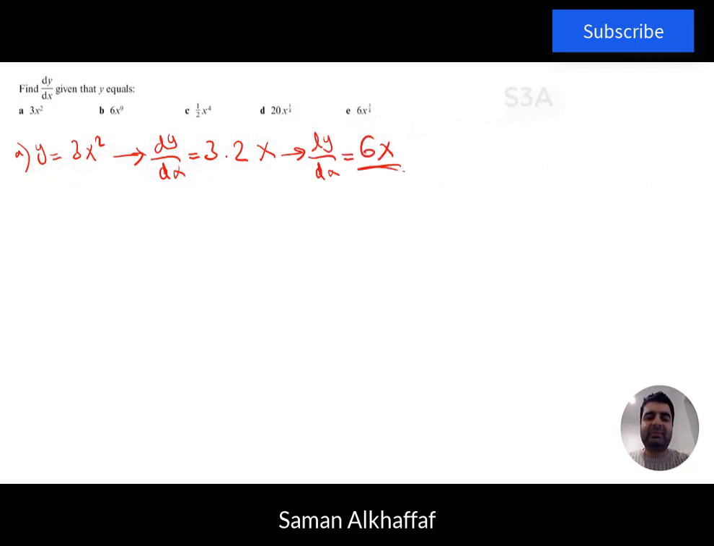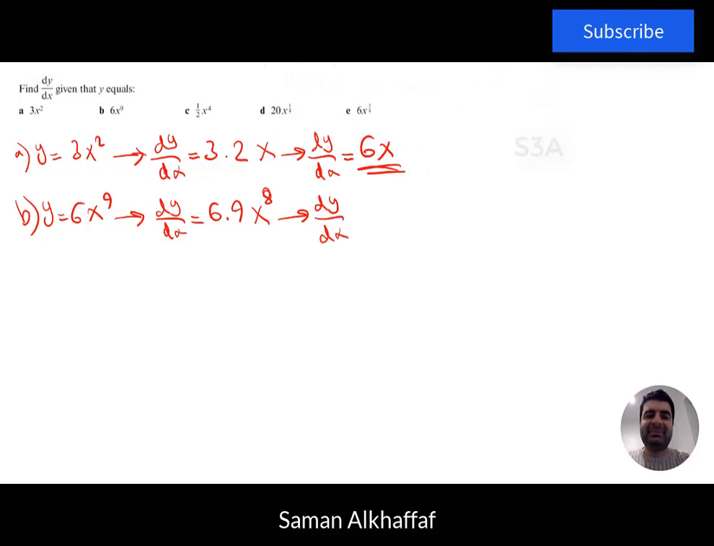For part B, we have y equal 6x to the power of 9. So to find the derivative, which is dy over dx, we would keep the 6 as it is, take the power, also multiply by it, and also we take 1 from the power, so we have x, 9 take away 1, so it will be 8. So in this scenario, we would have dy over dx being the multiplication of 9 by 6, which is 54, and we have x to the power of 8, which will be our answer for part B.